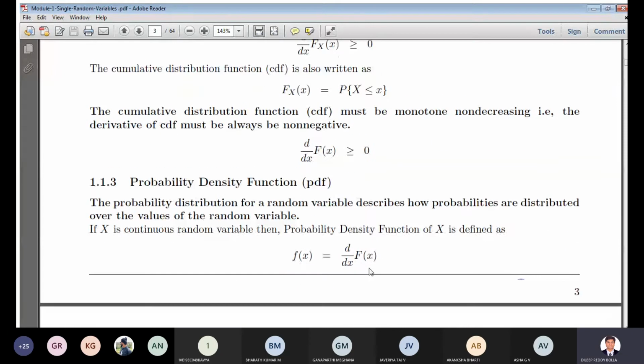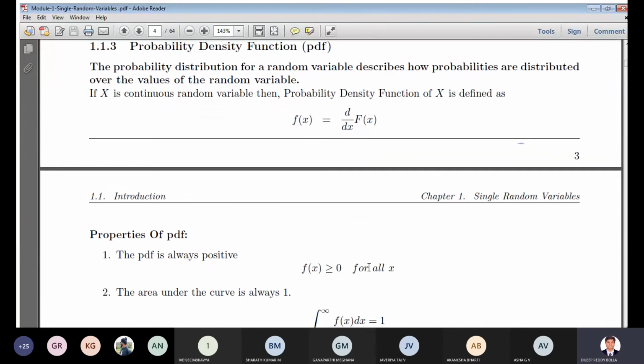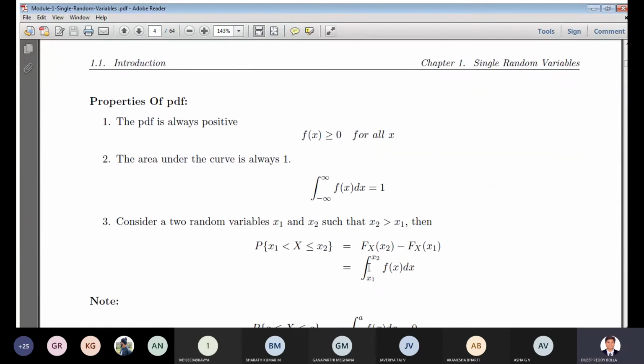Similarly, PDF. Next topic. What is PDF? Definitions, properties. These are the properties.